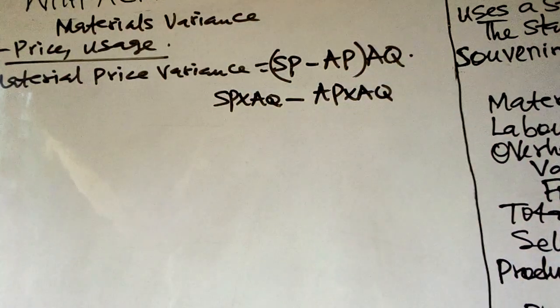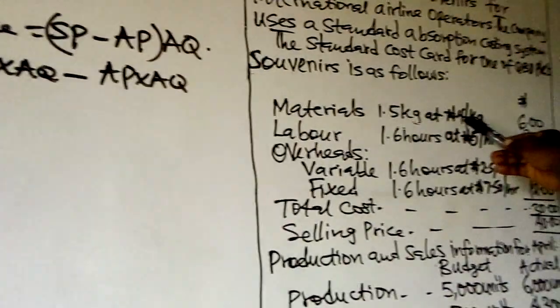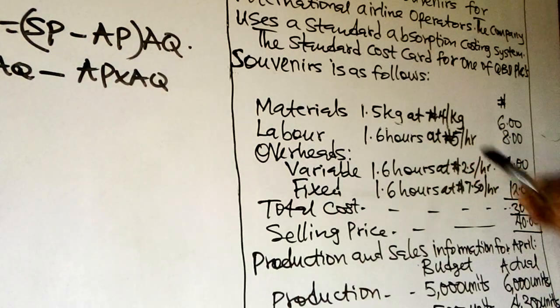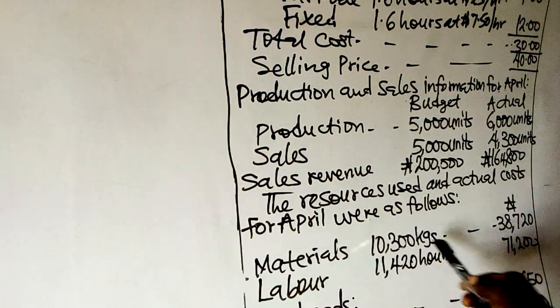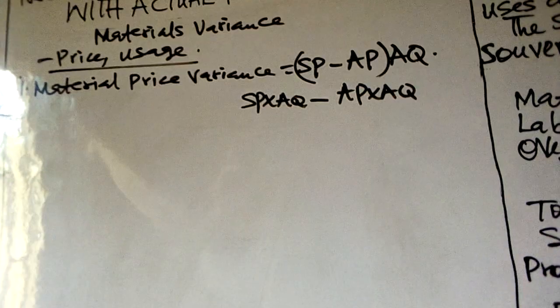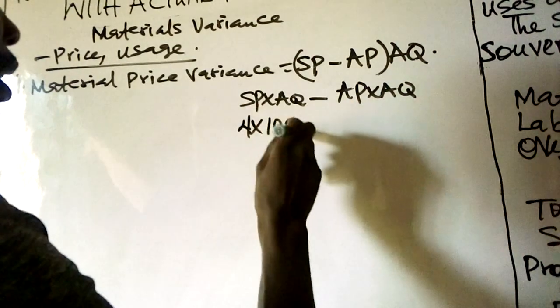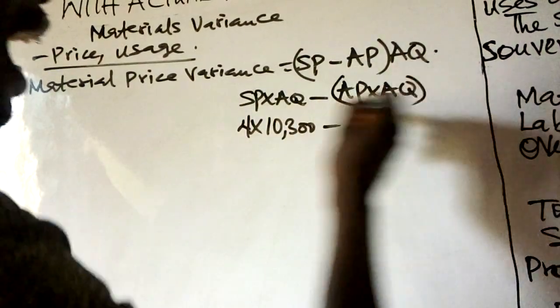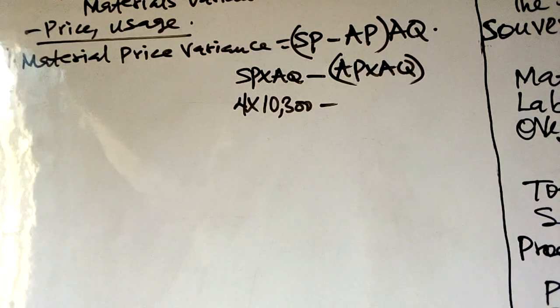The standard price of material is given to be 4 naira per kg. That is the standard price. Actual quantity of material used in production is 10,300. This is the actual quantity. So now substituting into the formula, the standard price is 4 times actual quantity 10,300 minus actual price times actual quantity. And actual price times actual quantity is the same as the actual cost. And the actual cost of material is 38,720, minus 38,720.